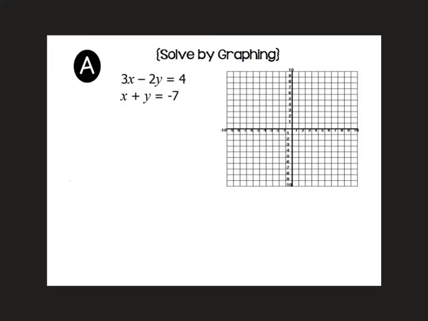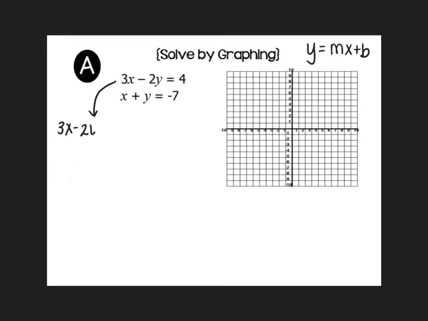I also wanted to do an example of each type with you. So I'm going to do solving by graphing first. Solving by graphing, you need them to be in the form y equals mx plus b, which is slope-intercept form. And if you look at these two equations, they're not in the correct form. So we're going to start by solving each one for y.